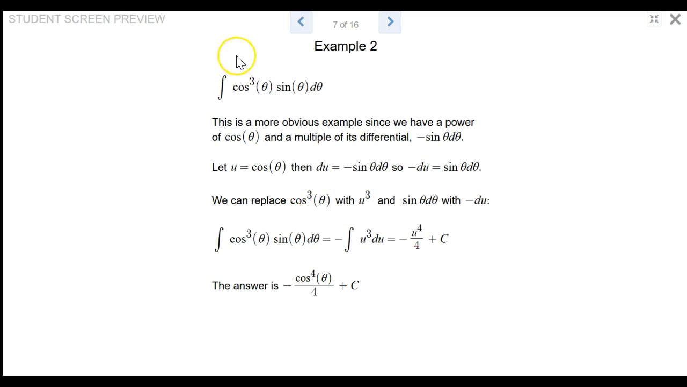And then I replace cosine cubed theta with u cubed. So replacing all those parts in my integral gives me this. And I know how to find the antiderivative of that. It's minus u to the 4th over 4 plus c. And then I substitute back because I want to get my answer in terms of theta again, not u.